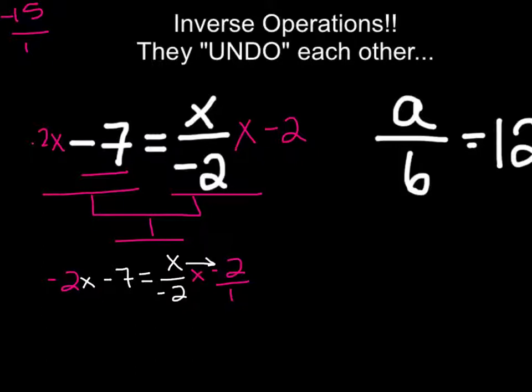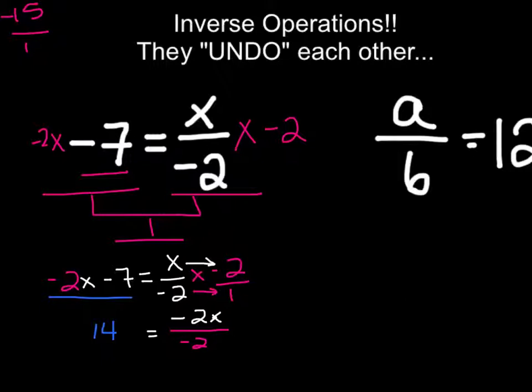X times negative 2, we can say that ends up being negative 2x. And what we can also see is we have negative 2 times 1. I'm going to do this in a different color. Negative 2 times 1 is equal to negative 2. And all of this, we can look at this other side. Negative 2 times negative 7 equals a positive 14.